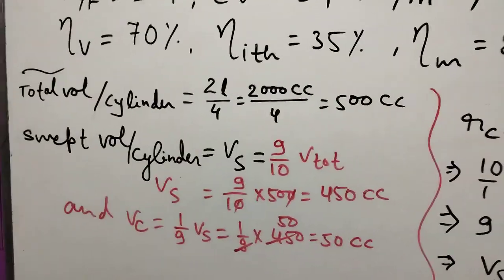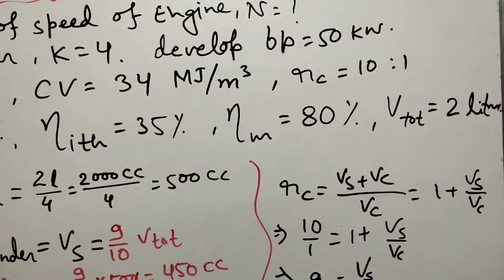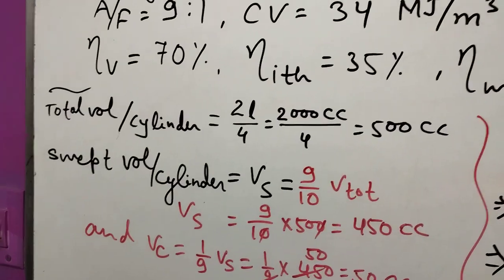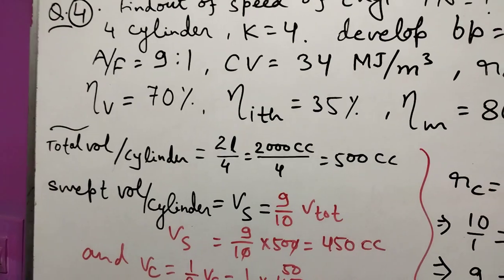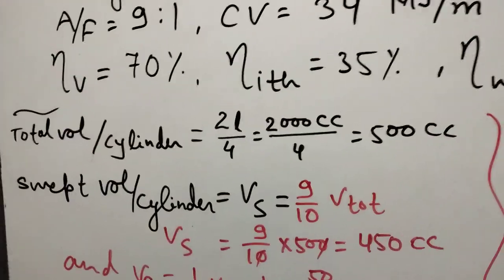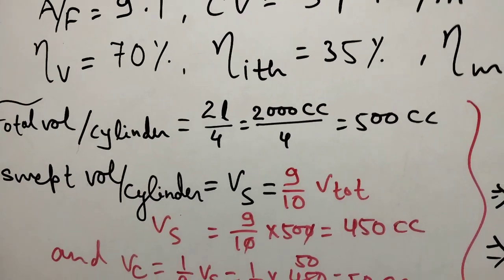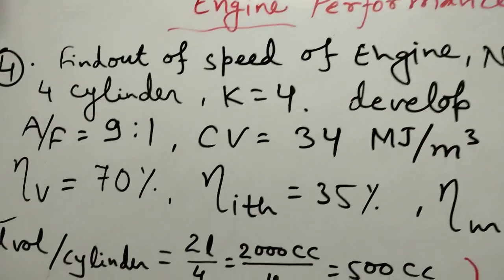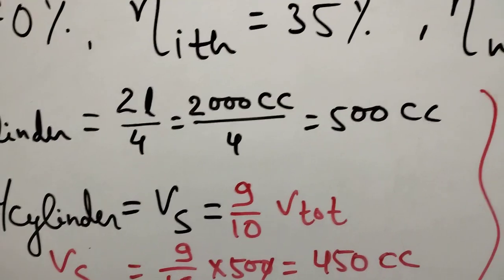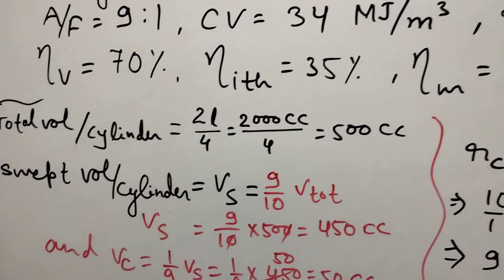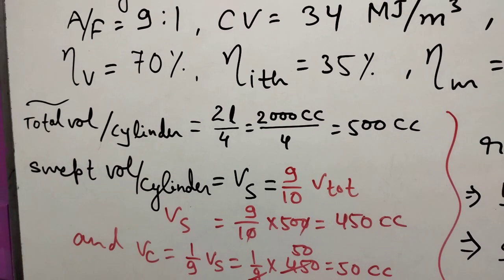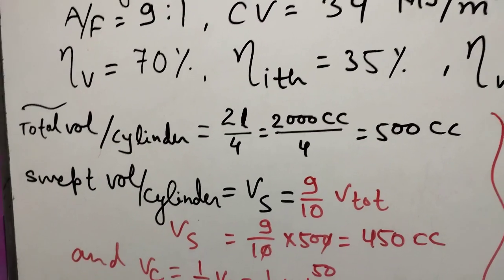Now the total volume given is 2 liters, and we know that 1 liter equals 1000 cc. Cc means cubic centimeter. Therefore, total volume per cylinder, here 4 cylinders, so 2000 cc divided by 4 equals 500 cc. Therefore, the intake of air inside each cylinder is 500 cc.